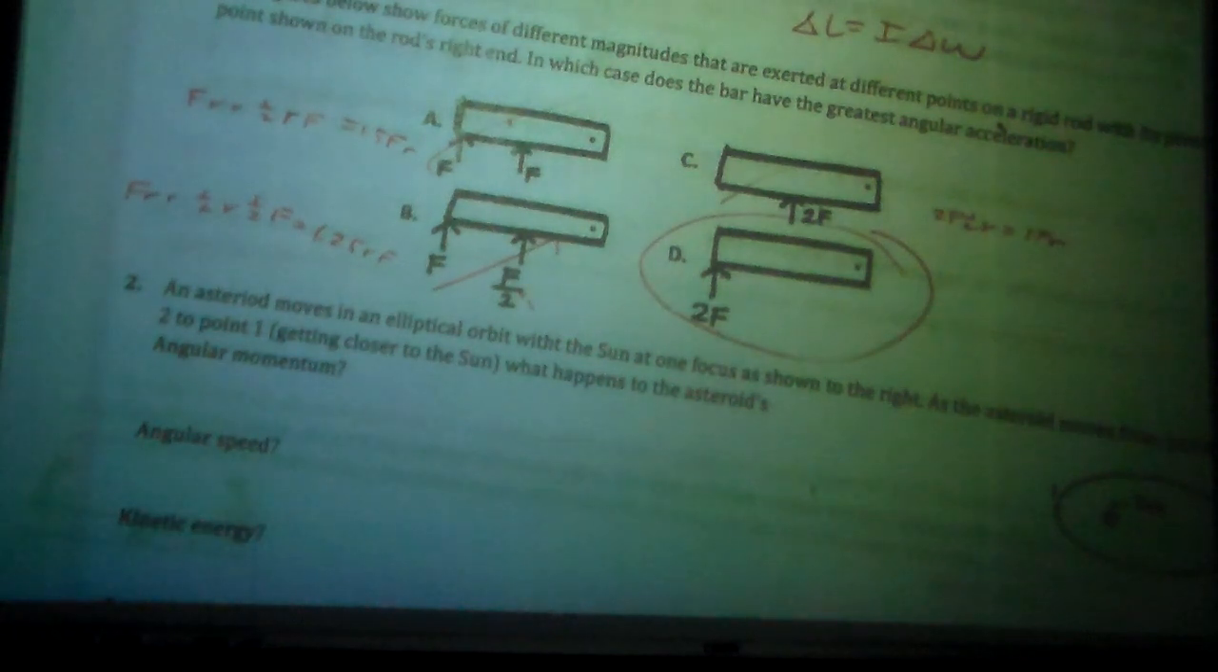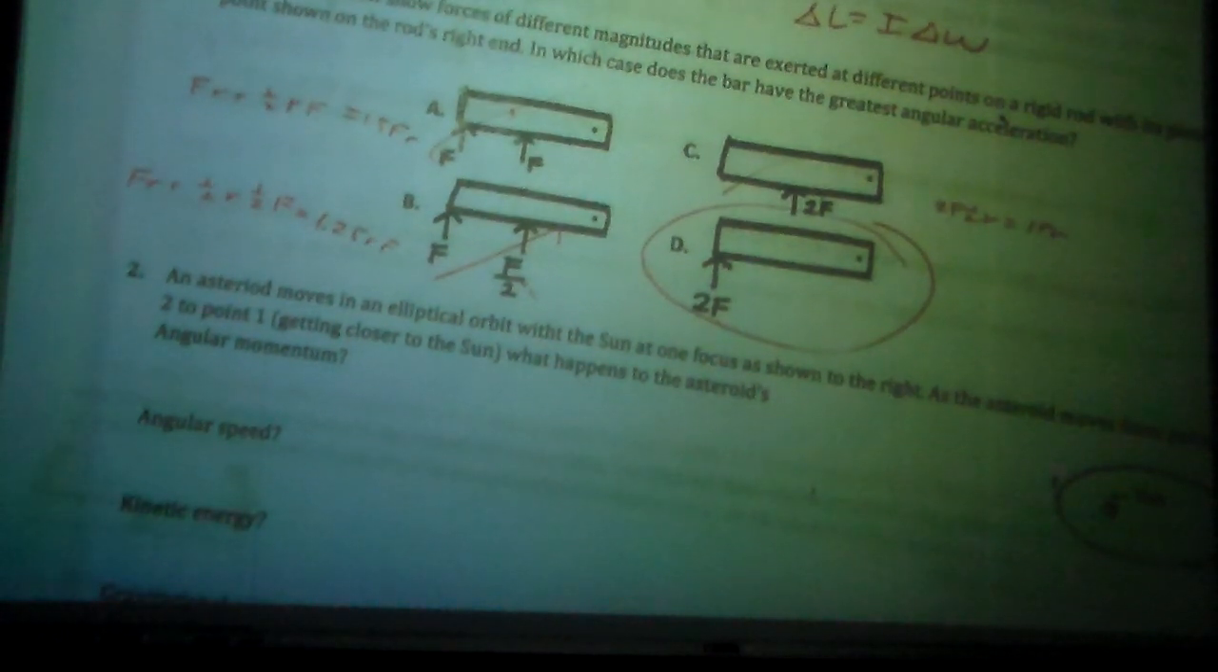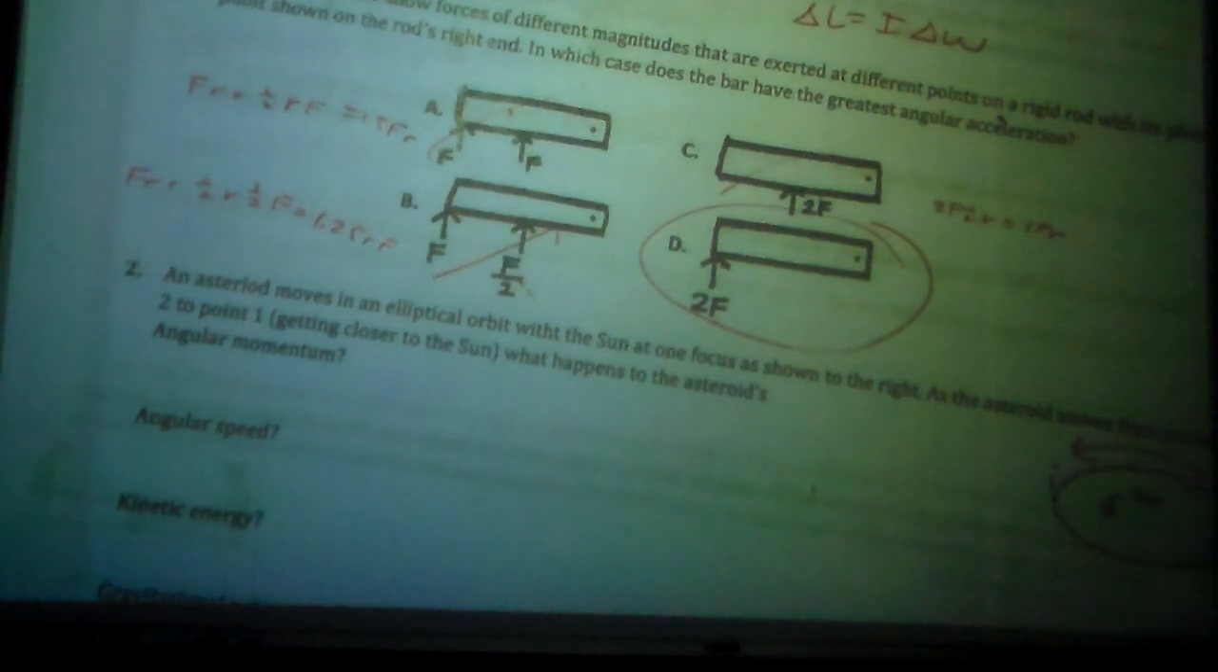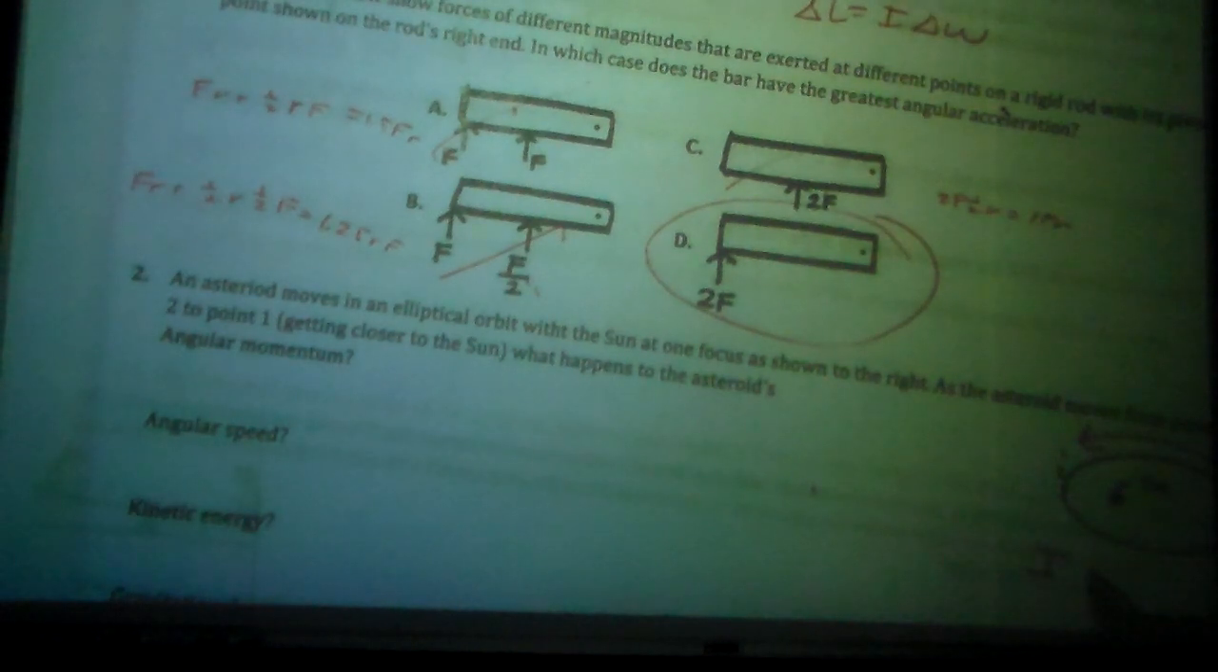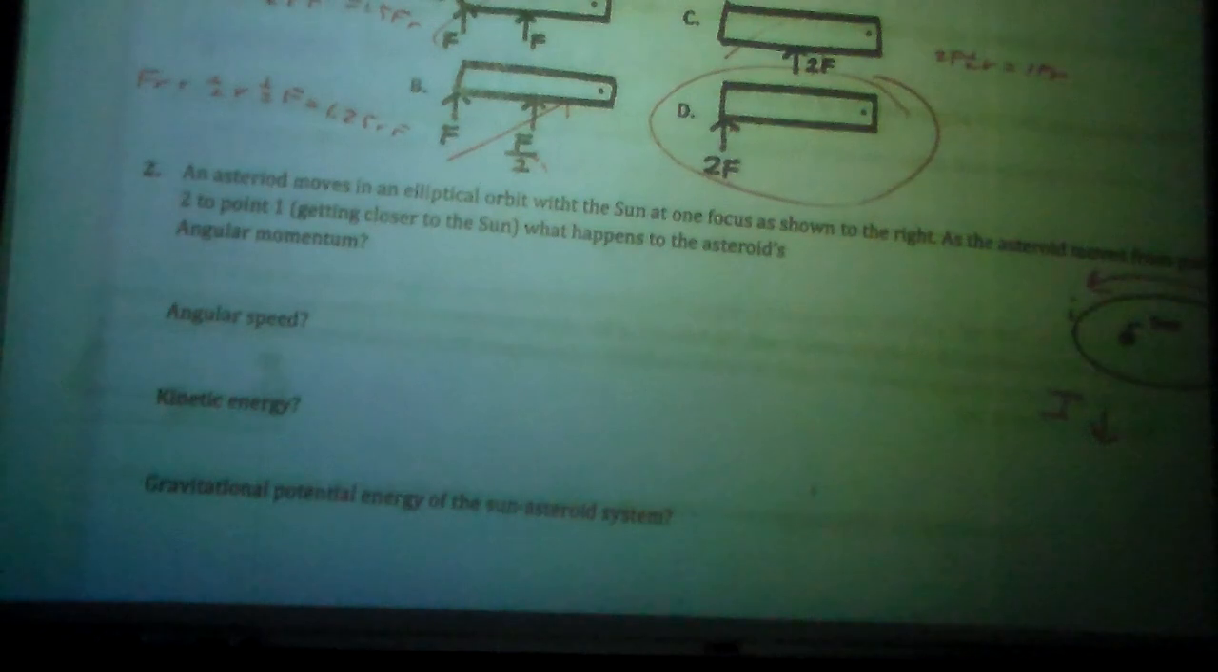An asteroid moves in an elliptical orbit with the sun at one focus, as shown to the right. As the asteroid moves from point 2 to point 1, we are getting closer. That means your I is decreasing. Less inertia when you're close, more inertia when you're farther out.